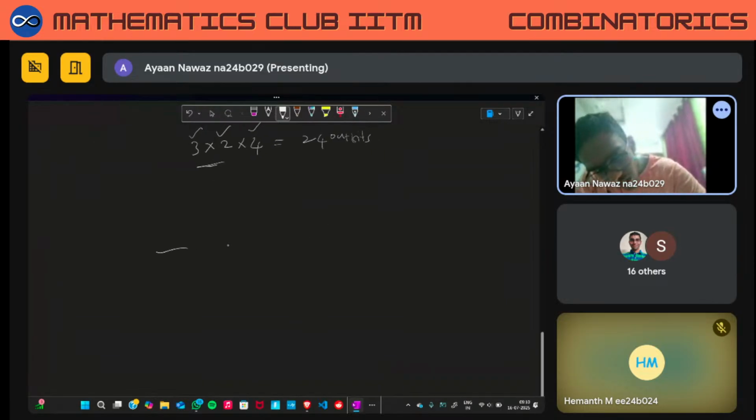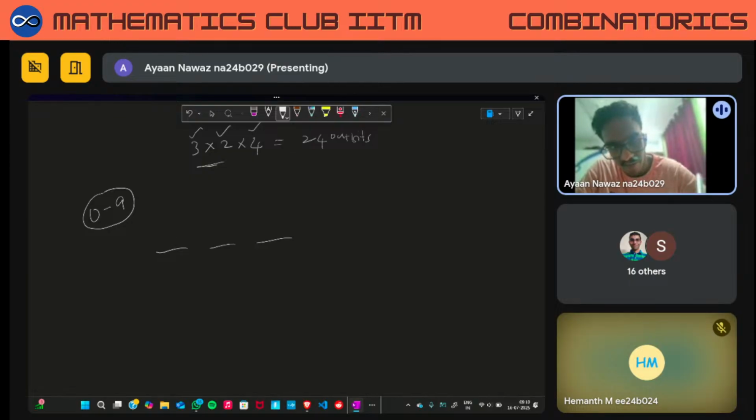There are three digits, and in each place I can place 10 numbers, 0 to 9. I can place any of these digits in each of these places. So in the first place, I can place either 0, 1, 2, 3, 4, 5, 6, 7, 8, 9. There are 10 digits here.